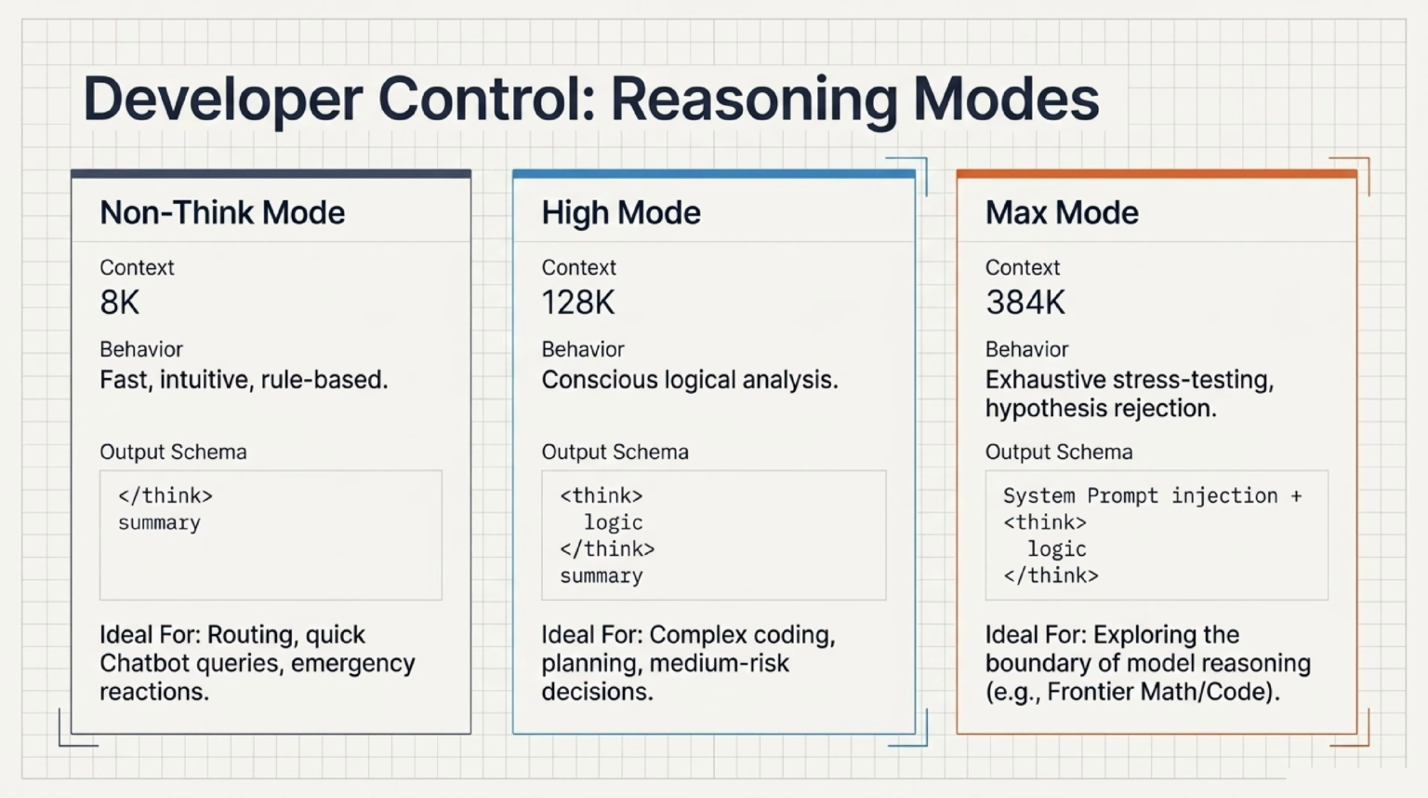For developers, V4 offers precise control over reasoning efforts across three distinct modes. Non-think mode provides fast, intuitive responses for an 8K context. High mode expands to a 128K context for conscious logical analysis and complex planning. Finally, max mode unleashes up to a 384K context for exhaustive stress testing, hypothesis rejection, and boundary-pushing reasoning.